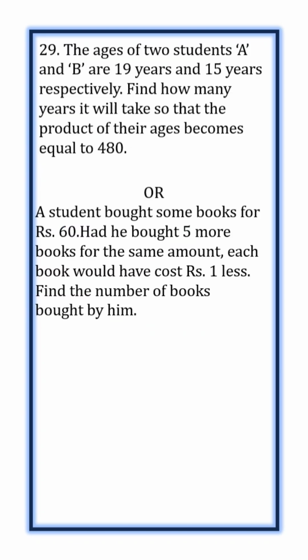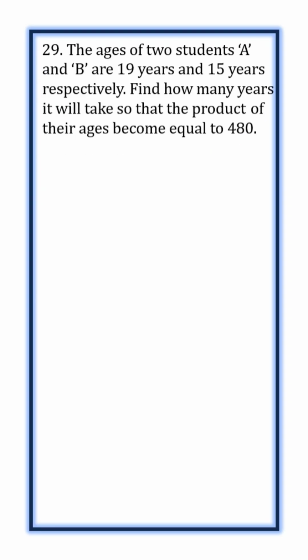Now let us solve the 29th question, which is taken from the chapter quadratic equation. You can solve any one of them. Now let us solve this question. The question is, ages of two students A and B are 19 years and 15 years respectively. Find how many years it will take so that the product of their ages becomes equal to 480. Now let us solve it.